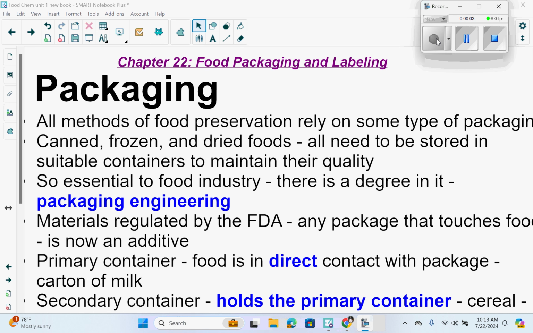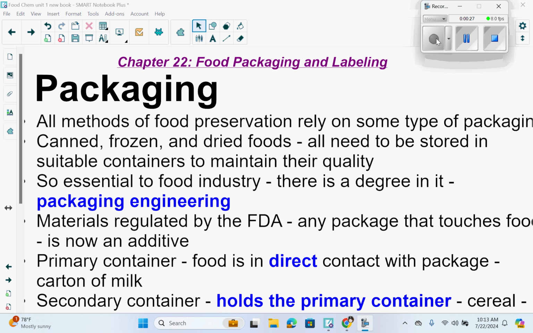This is Food Chemistry Unit 1, Chapter 22, Food Packaging and Labeling. Packaging. All methods of food preservation rely on some type of packaging. Canned, frozen, and dried foods all need to be stored in suitable containers to maintain their quality. This is so essential to the food industry, there's a degree in it known as packaging engineering.